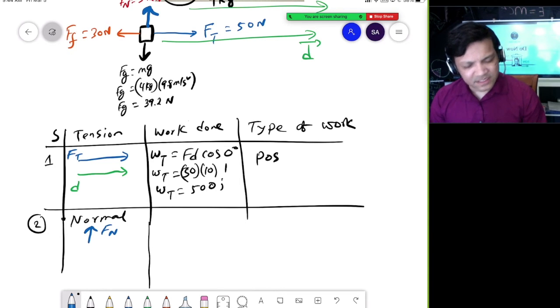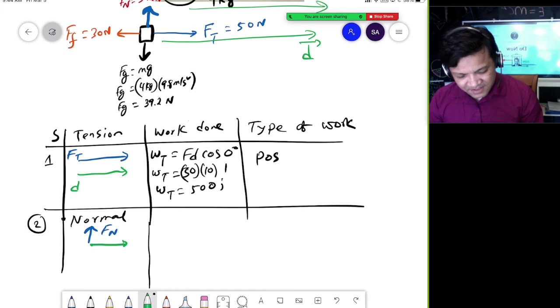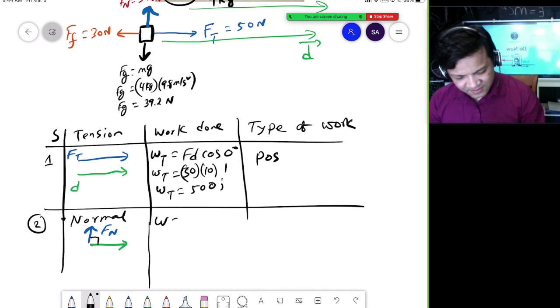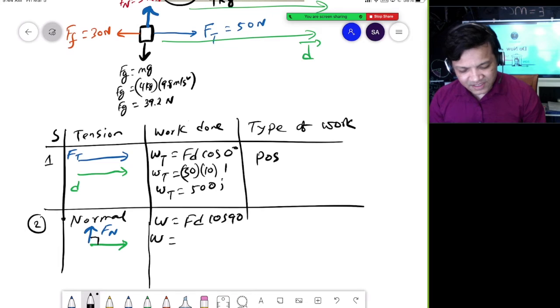What is the direction of the displacement? Direction of the displacement is not at the direction of the normal force. In fact, when the relation between them is 90 degrees, zero work is done. Why is zero work done? Because it is F D cosine theta, and theta is 90 degrees between these two. So F is of course 39.2, D is 10, and cosine 90 degrees is 0.